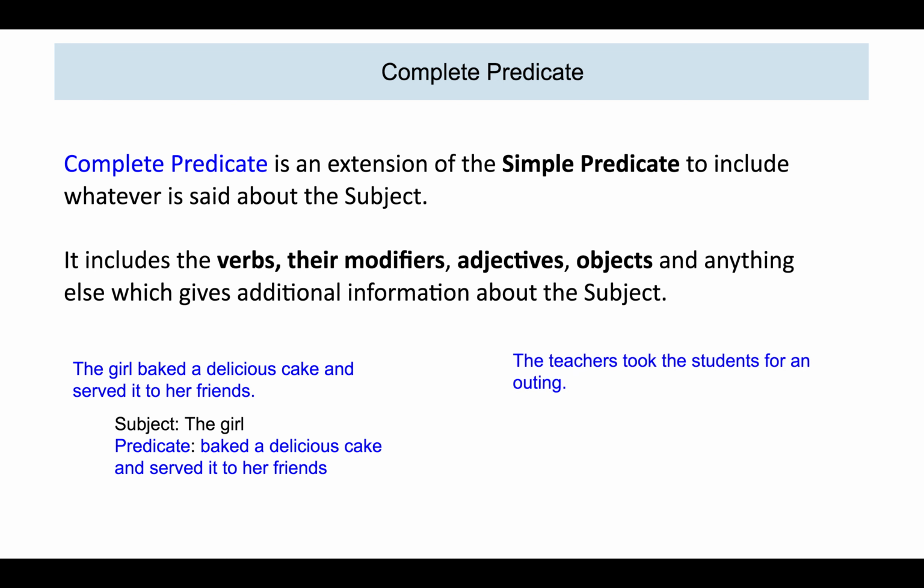Now, the teachers took the students for an outing. Subject is the teachers and the remaining part of the sentence, took the students for an outing, is the predicate. So when we have long sentences, then we have what is called a complete predicate. We have now gone through the concept of predicate in a sentence.